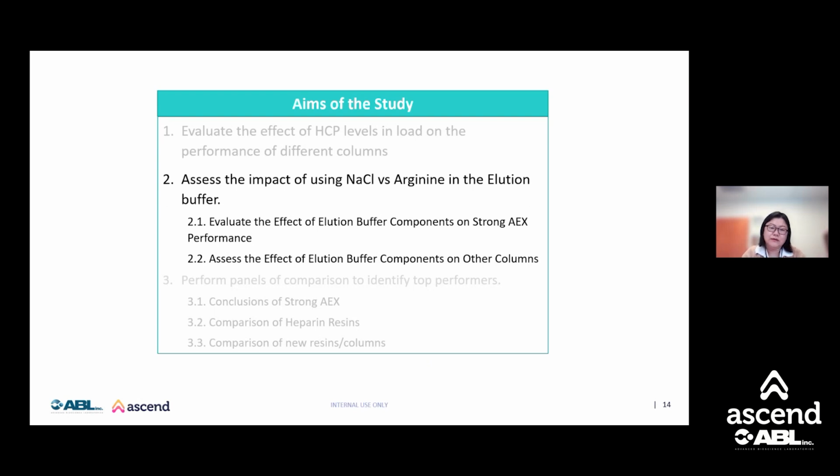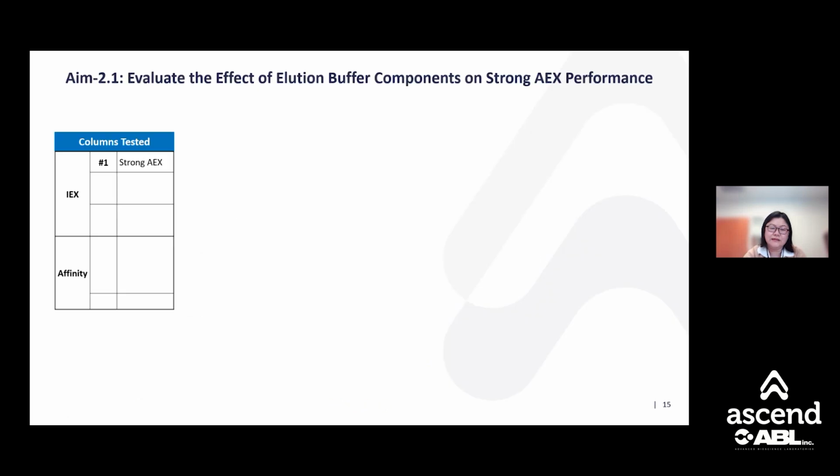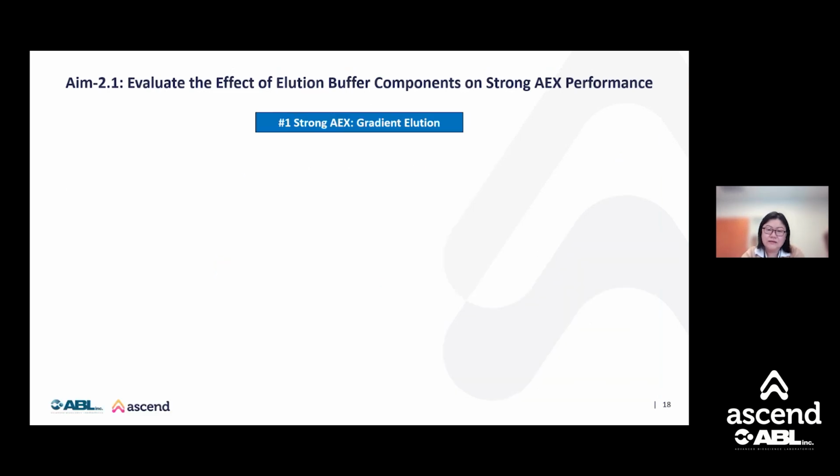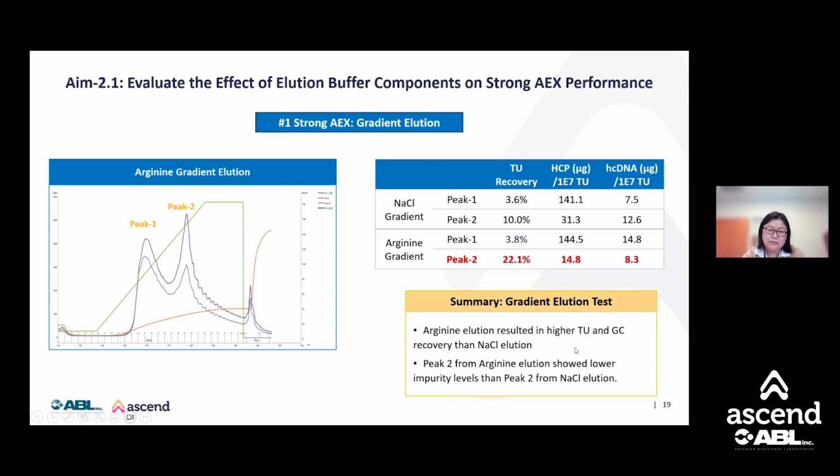Aim 2 is to compare the sodium chloride versus arginine in elution buffer. Again, we started from the strong AEX, and in the step elution, as shown in the chromatogram and the bar graphs, arginine elution is more efficient than sodium chloride, with higher recovery and comparable HCP removal, but a minimal HCDNA clearance. In the following gradient elution, both arginine and the sodium chloride produce 2 peaks.